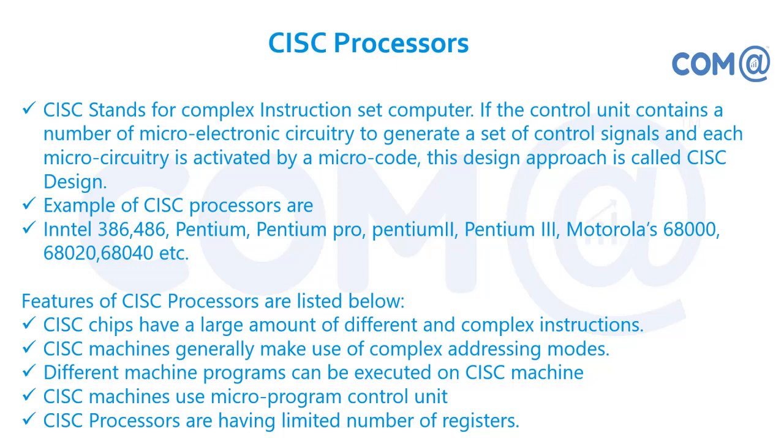Features of CISC processors: CISC chips have a large number of different and complex instructions. So it has the benefit of having complex instructions. CISC machines generally make use of complex addressing systems, and different programs can be executed on a CISC machine. So different types of programs can be executed, and CISC machines use a microprogram to control them. So this will be controlled by a microprogram. Processors have a limited number of registers. So we cannot go for the previous model because each processor has a limitation on the port numbers.